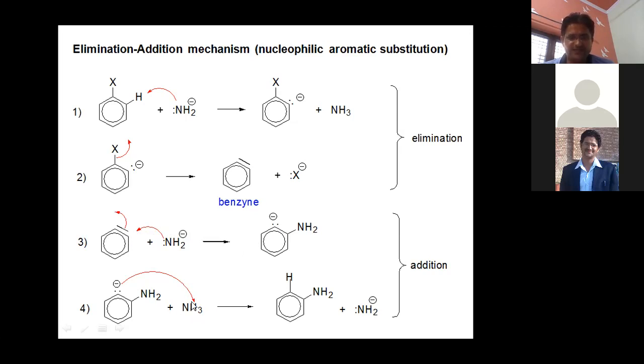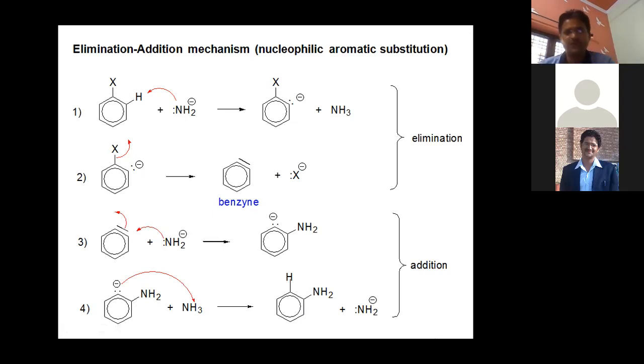Now, next step, NH3 attacks at this negative charge, and then it loses its H plus ion. So NH2 minus is removed at the end of the reaction, and NH3 gives its H plus here, and it converts into aniline. So in the second step, first addition of NH2 and then addition of H, which means NH3 will add. So you can say the second step is the addition step and the first step is the elimination step.